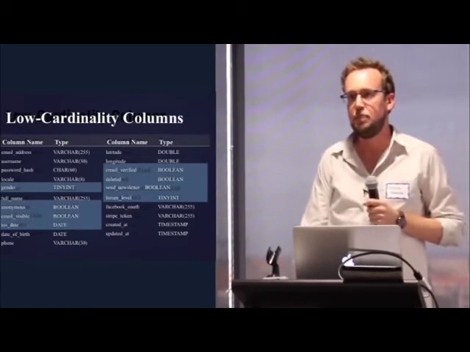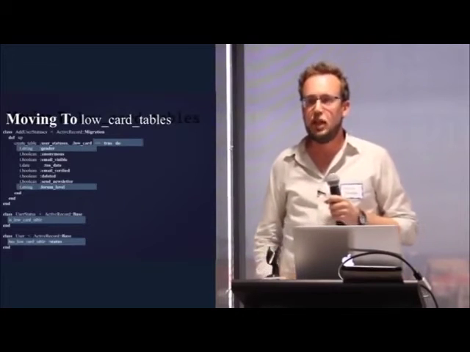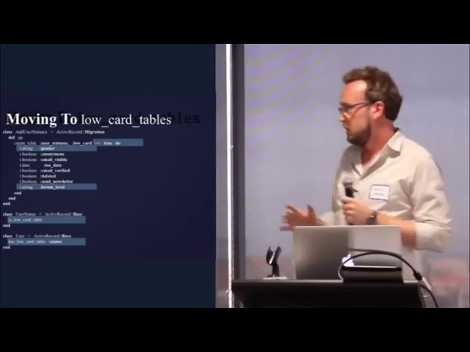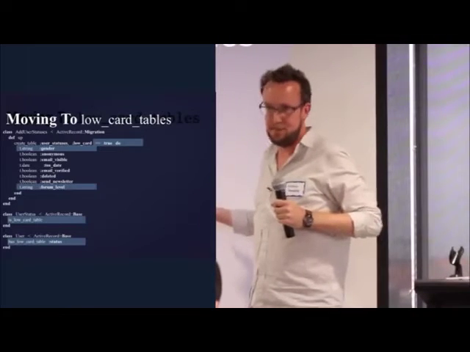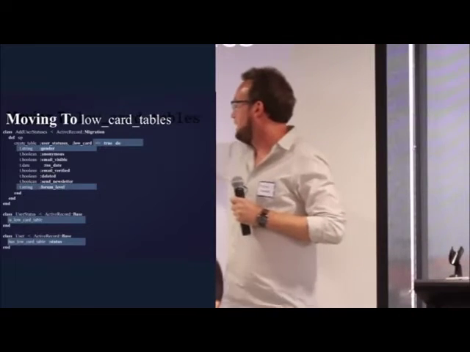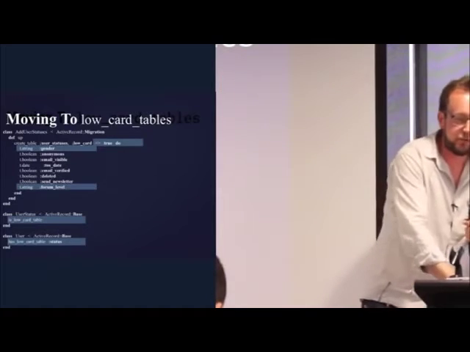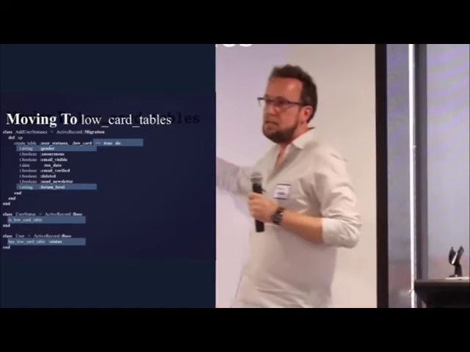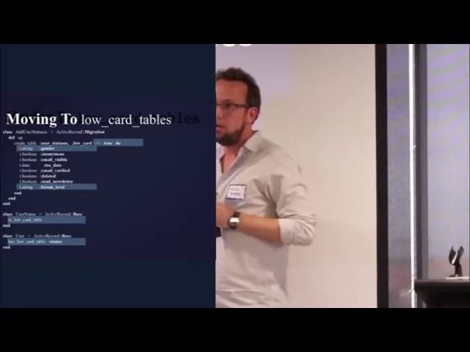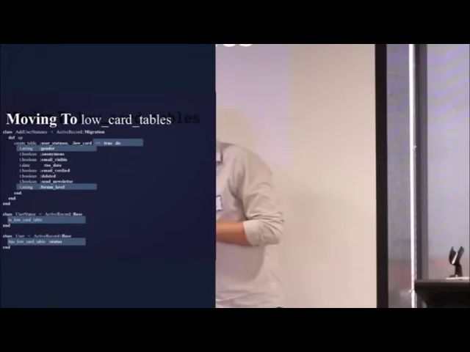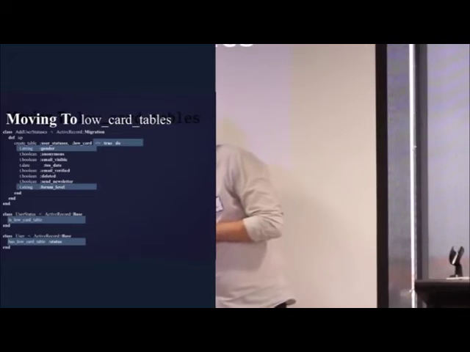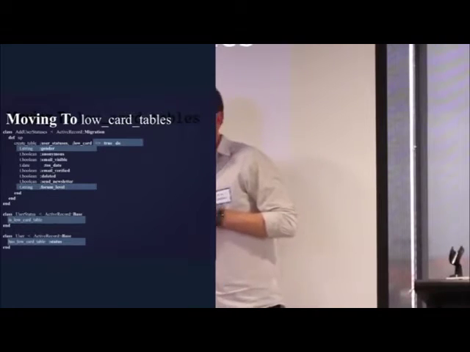What can we do with this? With this low card tables gem, here's what we're going to do. We're going to create a new table called user statuses. I tend to use the word status for this. You can call it anything you want. In the migration, we say low card goes to true. This creates a table with exactly those columns that we're going to pull off the users table. We're going to create a model for it, declare it as a low card table. We're going to tell the user class that it has this low card table.